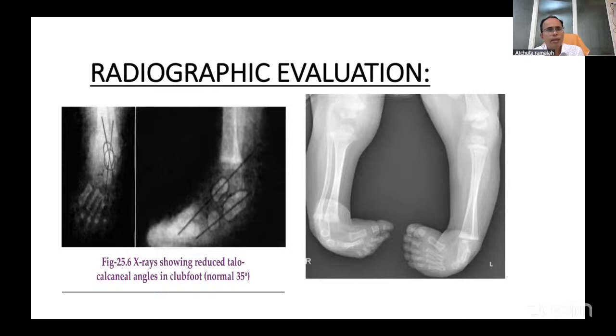Mainly there are certain angles we will take into consideration. In the anteroposterior and lateral views, we will calculate the talocalcaneal angle. Usually it will be 35 in a lateral view and 25 to 35 in an AP view, but it will be reduced in a club foot. Along with that, we will check the calcaneocuboid and first metatarsal angle also.